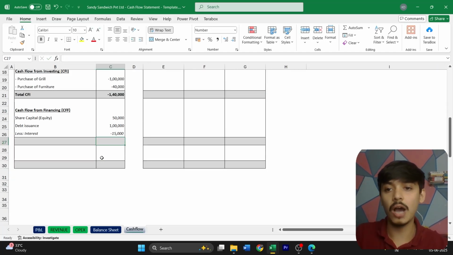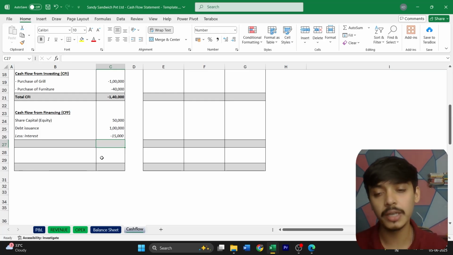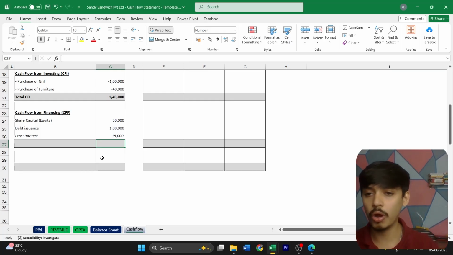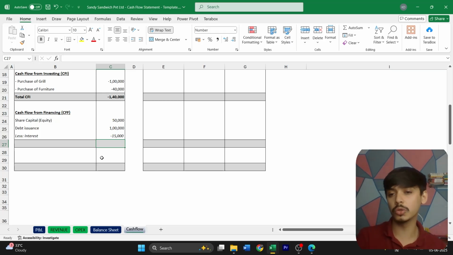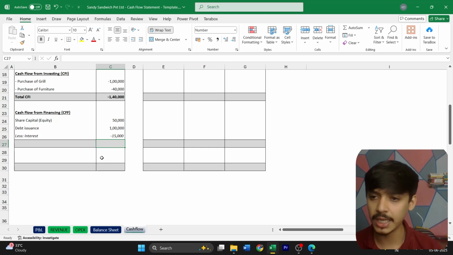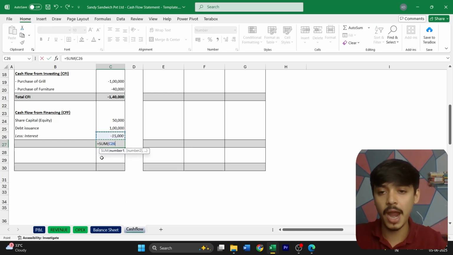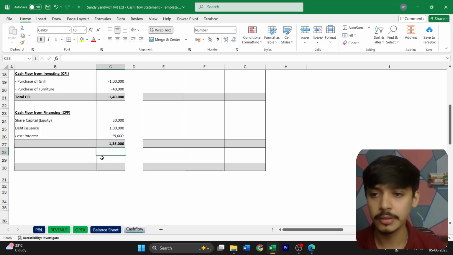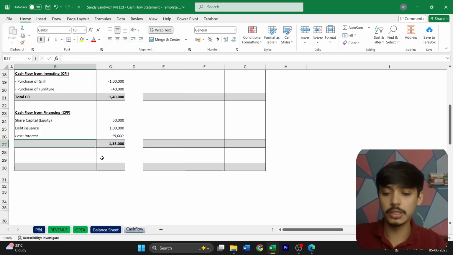Perfect. So now we have 50,000 funds that we raised from Sandy. Sandy also took a loan of 1 lakh from the bank. So that way 1,50,000 was added into the business initially, and on this 15,000 worth of interest was paid back to the bank. So that has to be subtracted from cash flow from financing. Now we will sum this up and we will get a 1,35,000 positive cash flow that we got from financing. So this is total CFF.